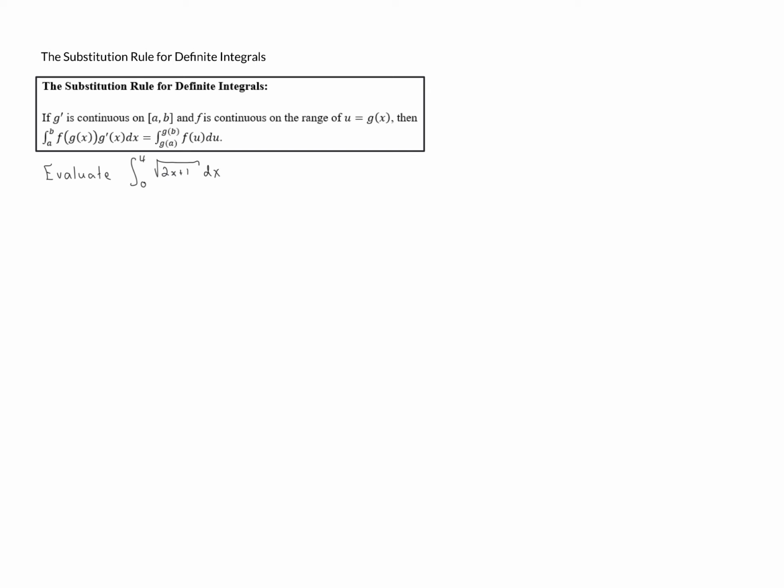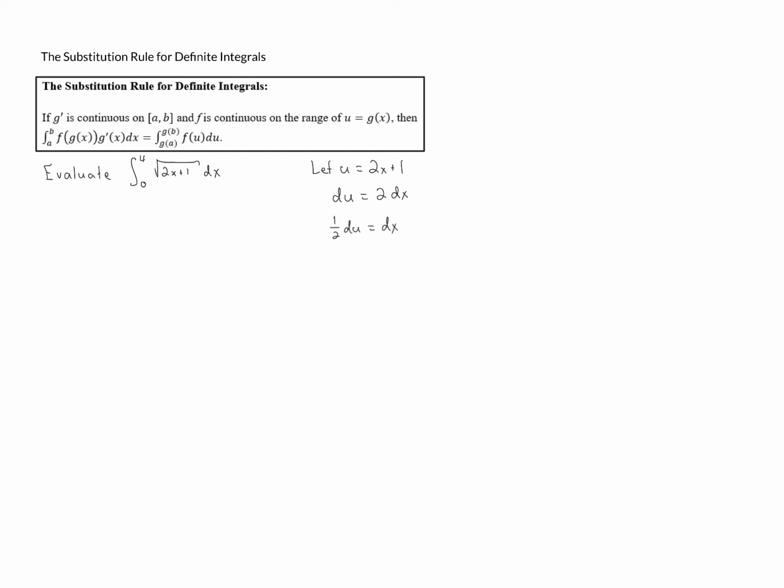Evaluate the integral from 0 to 4 of the square root of 2x plus 1 dx. This is an integral that we can use the substitution rule on. We're going to use that inner function, so we're going to let u equal 2x plus 1. If we do that and we differentiate, we get du equals 2 dx. And because we only have a dx here, not a 2 dx, we're going to divide both sides by 2, and that gives us 1/2 du equals dx.